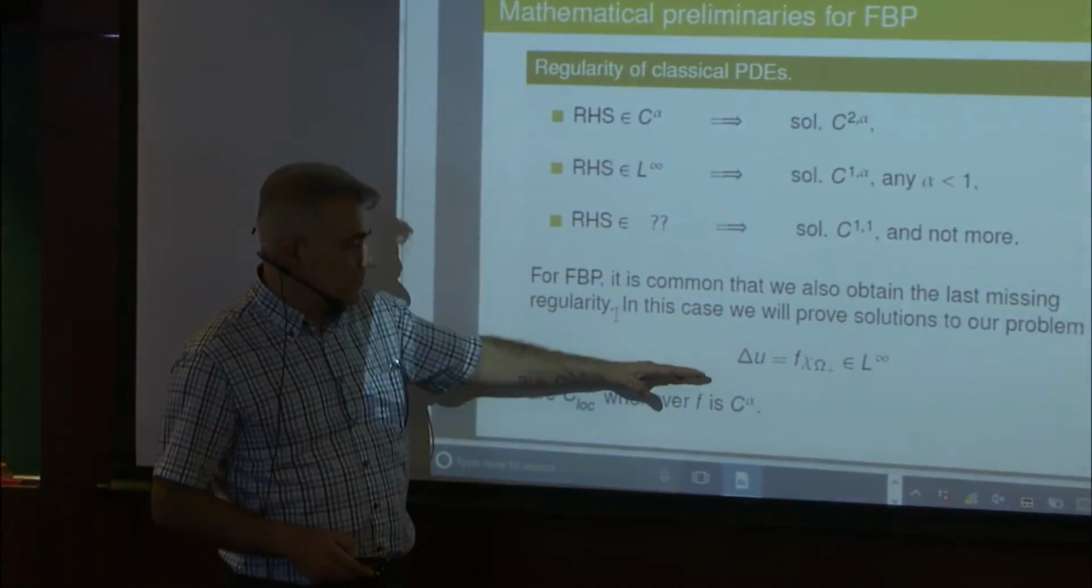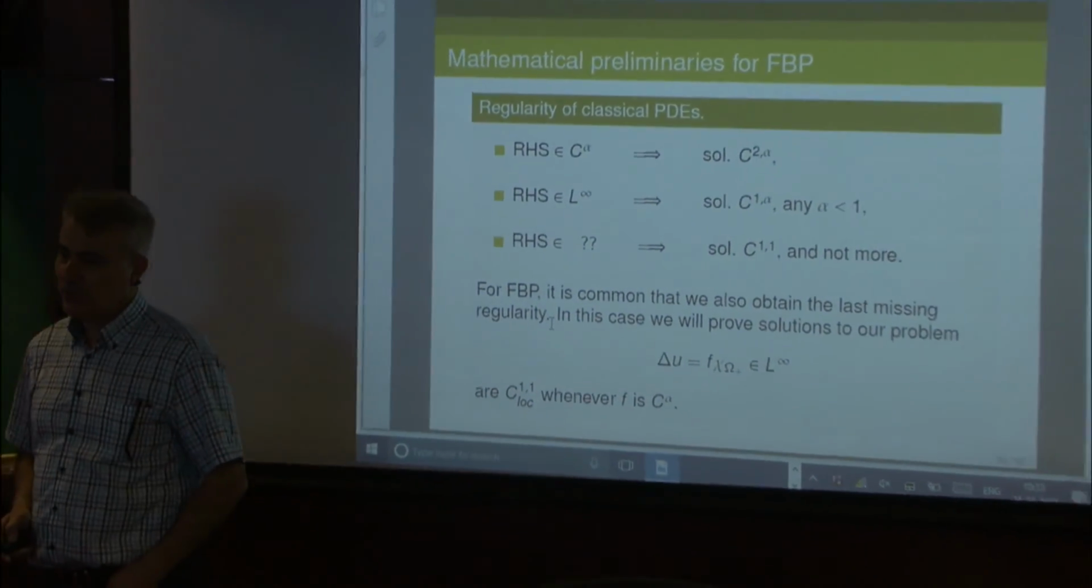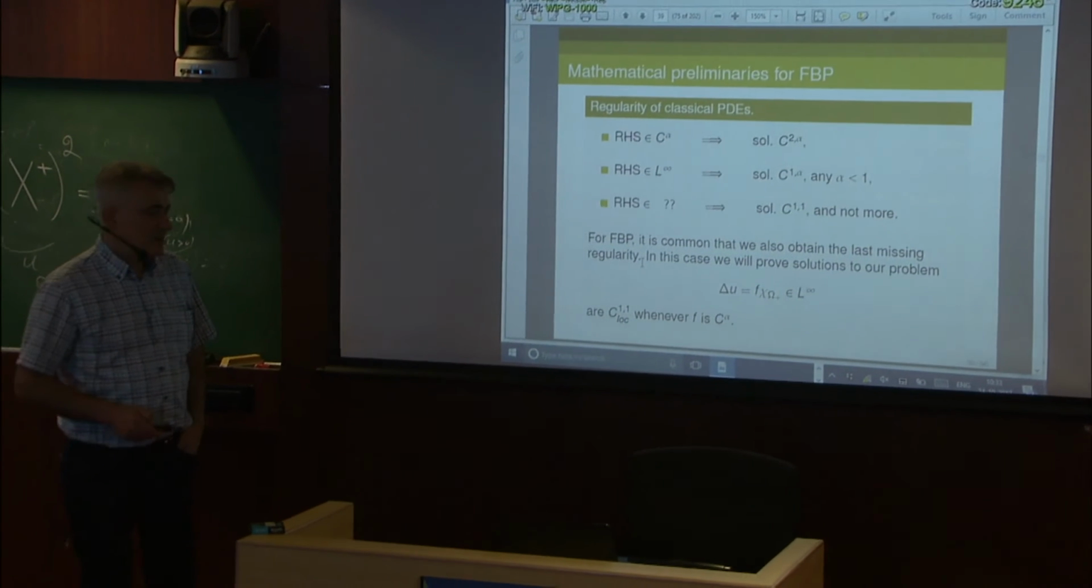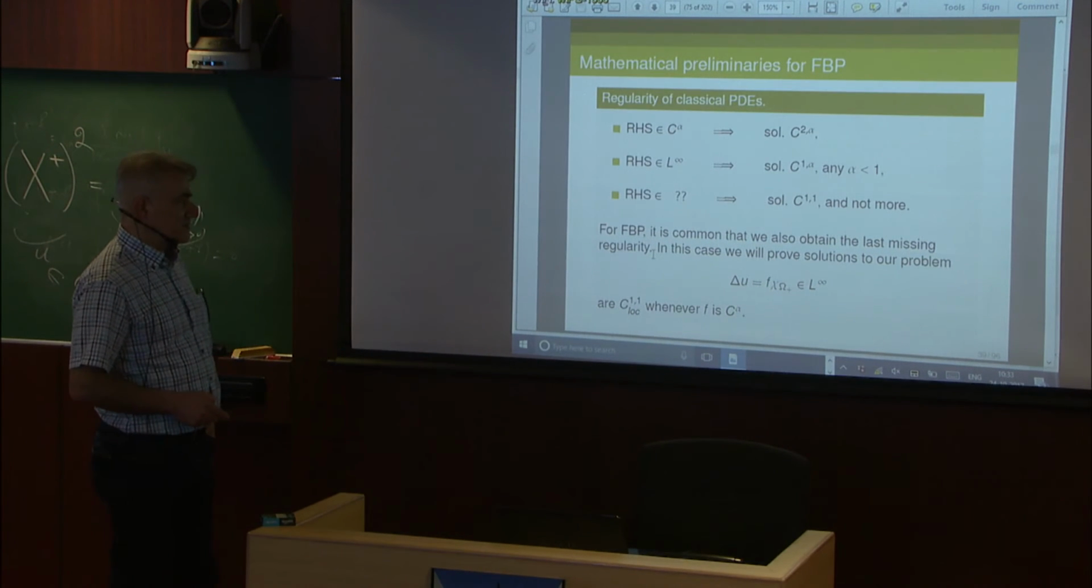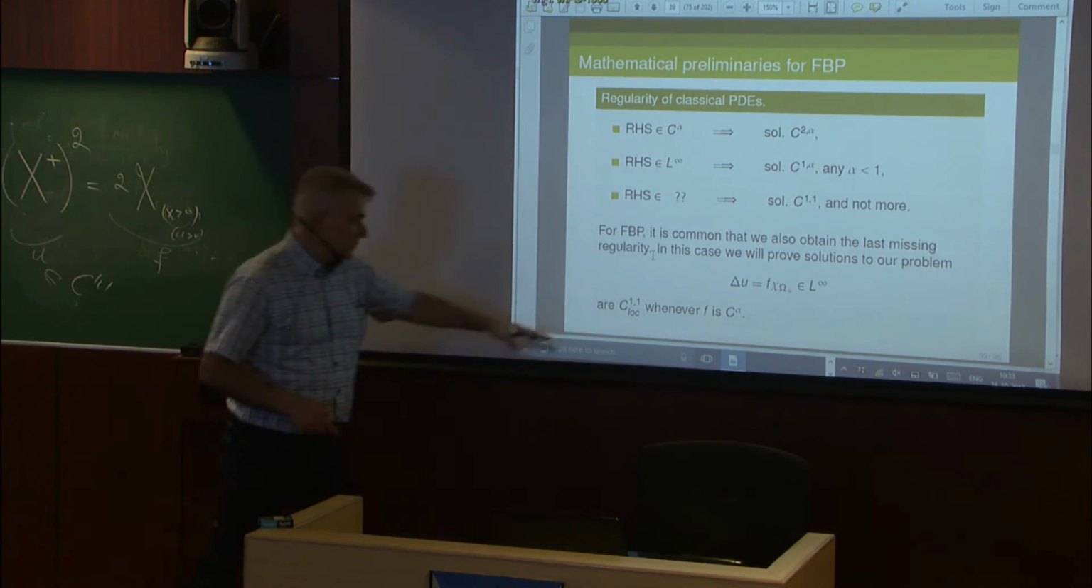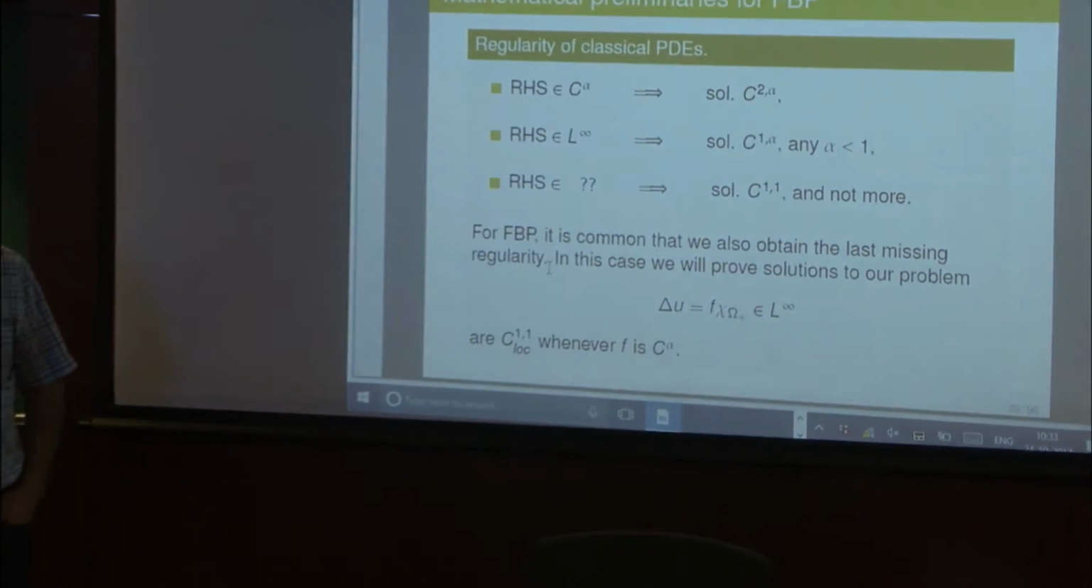So what you're going to do is try to show this, try to prove this. And why do we get that? Well, prove this one, C^{1,1} locally.